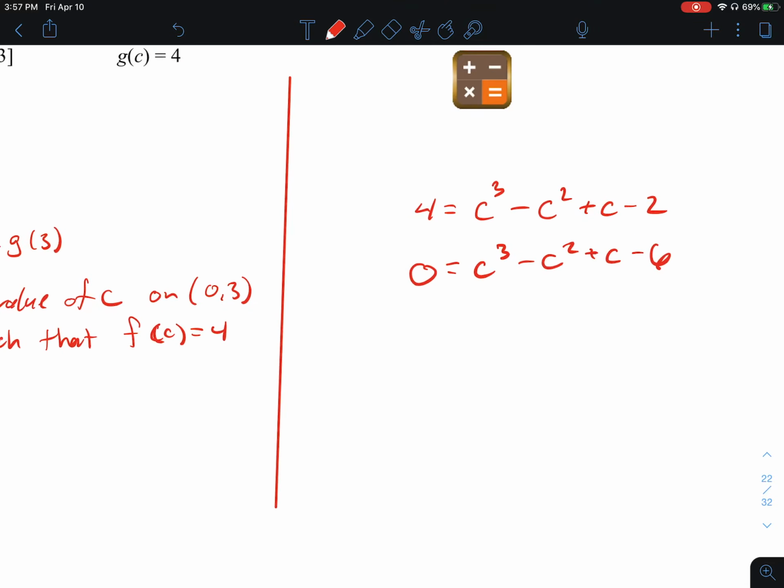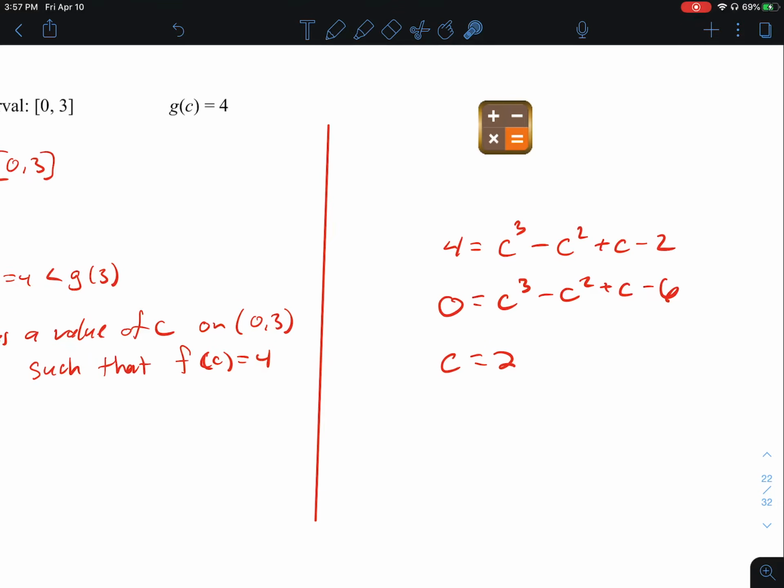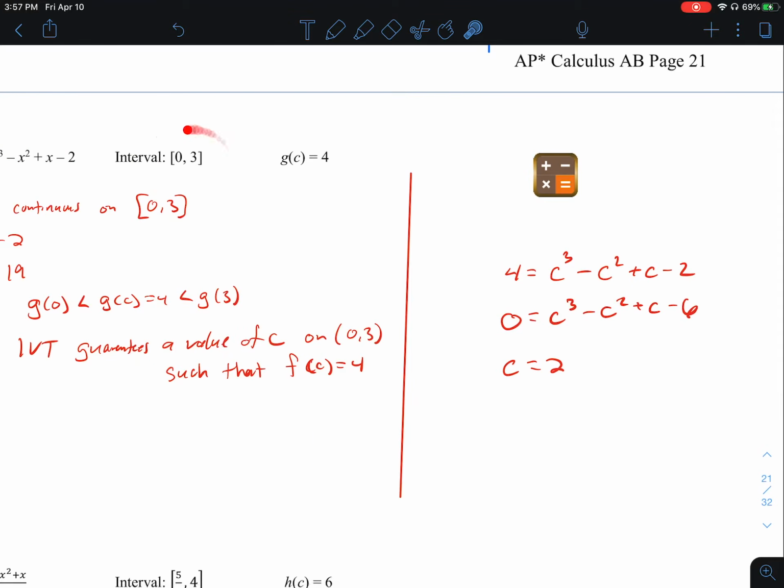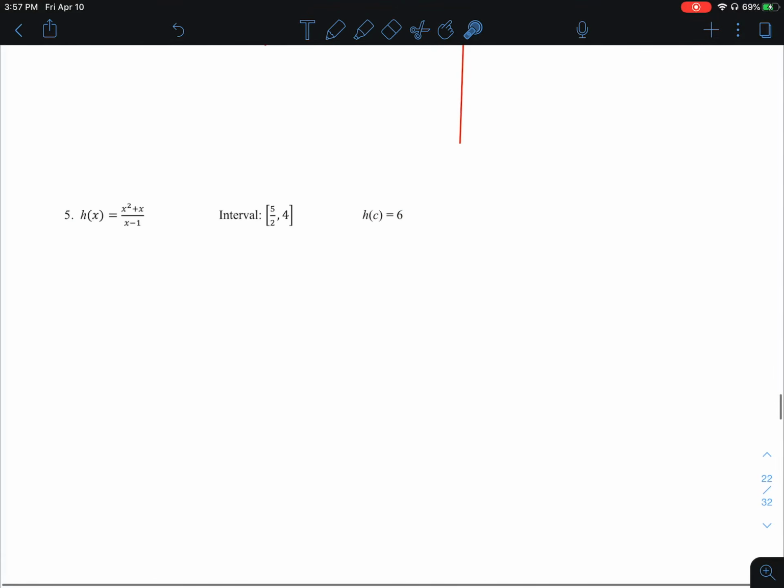It's between the interval from 0 to 3. And I believe that you will find that is at c equals 2. Another way that you could do this, if you want to go a different route, you can put this into y1, this into y2, and see where they intersect each other. And make sure that you only care about the intersect between 0 and 3. You would also find that it's 2.